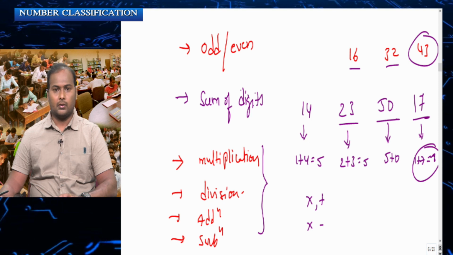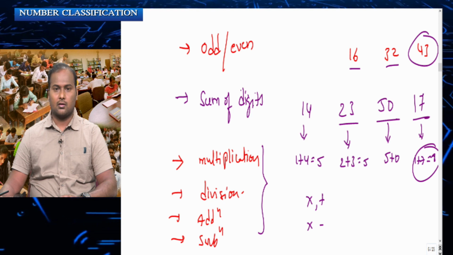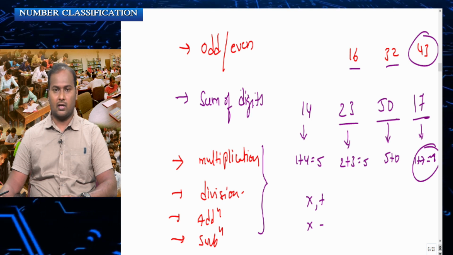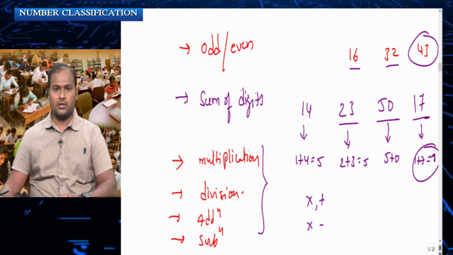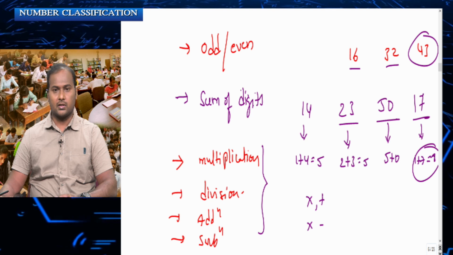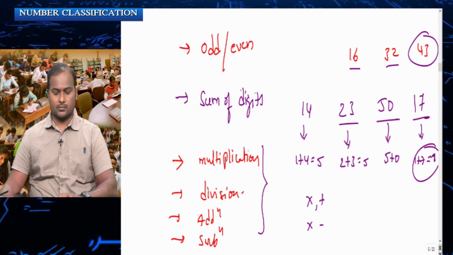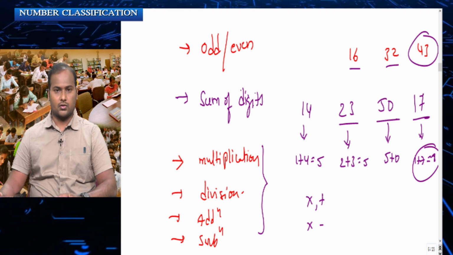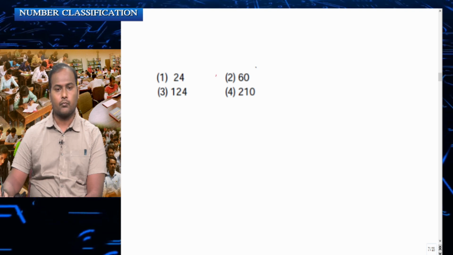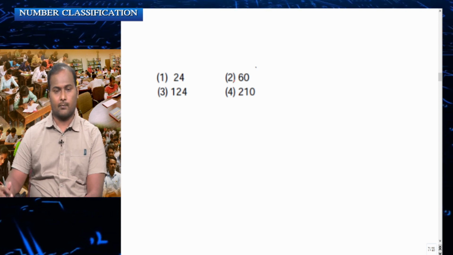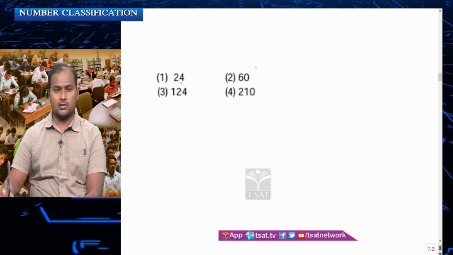So what we need to remember is that questions may be expected from squares, the values near to squares, cubes, values near to cubes, then prime numbers, odd numbers, even numbers, sum of digits and combinations, or sometimes a single operation is also possible for multiplications, divisions, additions and subtractions. So let's see some questions. 24, 60, 124, 120. So these are the numbers. The moment you see them, if you are able to remember the values near to cubes, you will get the answer very easily.